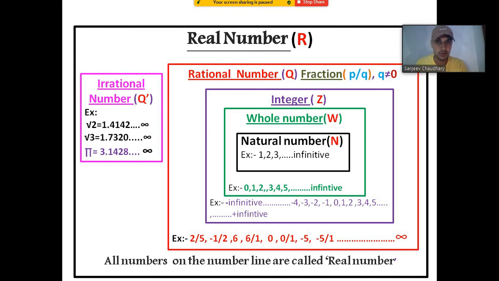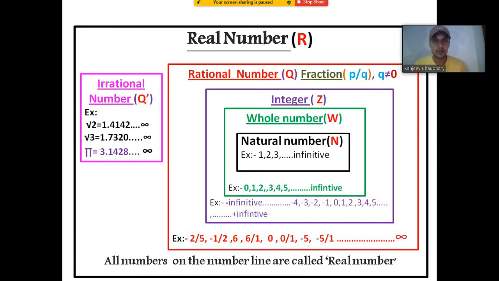It's possible. If somebody asks you whether all whole numbers are natural numbers, this is not possible. Why? Because in the natural numbers, there is no 0. 0 does not exist in natural numbers. So we can say that not all whole numbers are natural numbers. This is not possible. But all natural numbers being whole numbers is possible.